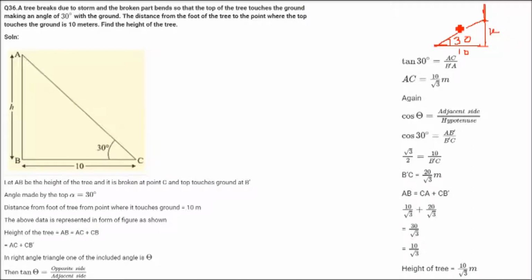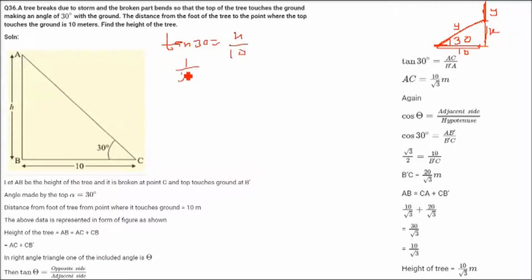So we'll take this as x and we'll take this as y, and this will also be y because the same portion has broken down. So we'll add y and x in order to find the height of the tree. So first, we have to take two different angles here. So first we will take tan of 30 degree. So tan of 30 degree is perpendicular by base, that is x by 10.